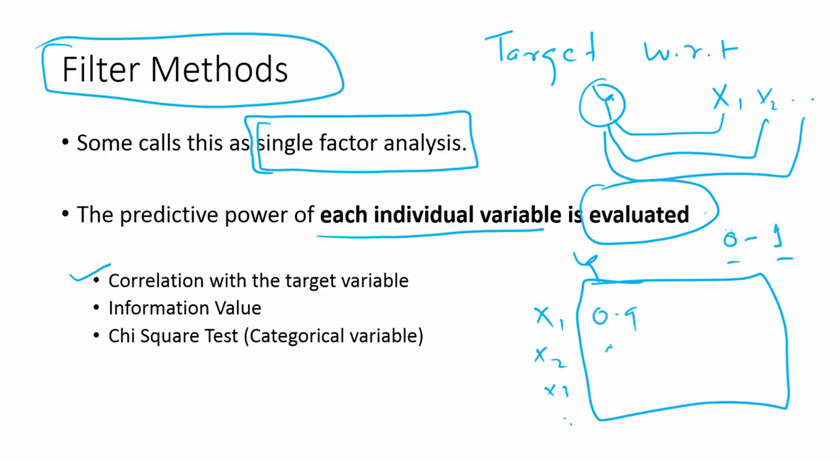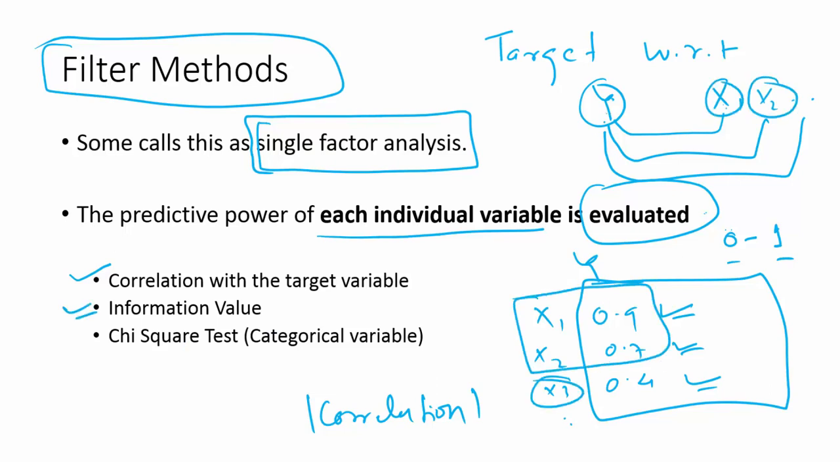So the one that has the maximum, whether it's negative correlation or positive, or the modulus of correlation, whether it's positive or negative doesn't matter. The one that has the highest modulus of correlation is the one having the highest predictive power. Okay, so here x1 has the highest, followed by x2 and then x3, right? So that's one way of selecting the best variable.